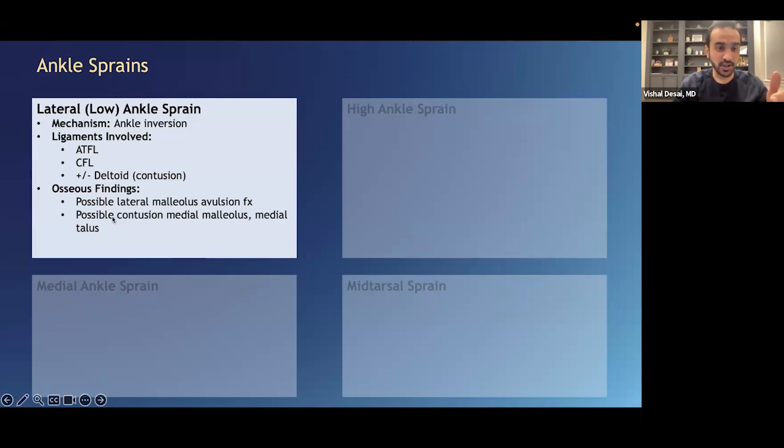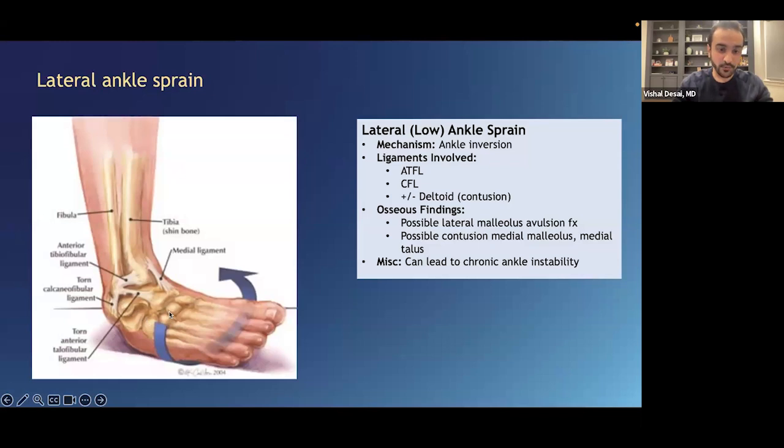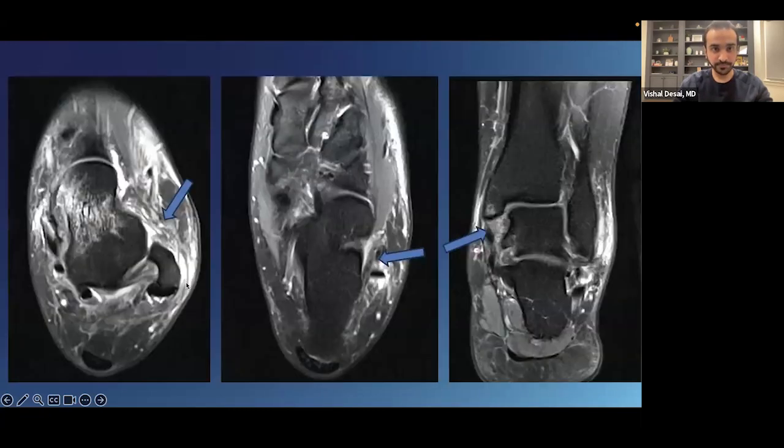And then we talked about the possible osseous contusions on MRI of the medial malleolus and medial talus. Most of the time, these will heal either with no imaging findings remaining or scarring or attenuation of those ligaments. In patients with high-grade injuries or recurrent sprains, they may end up with chronic ankle instability. So in diagram format, here's that inversion of your ankle leading to tearing of your ATFL and your CFL, and a contusion of your deltoid ligament complex. On imaging, this was a case that we had.